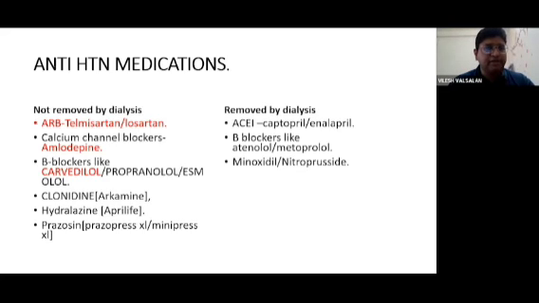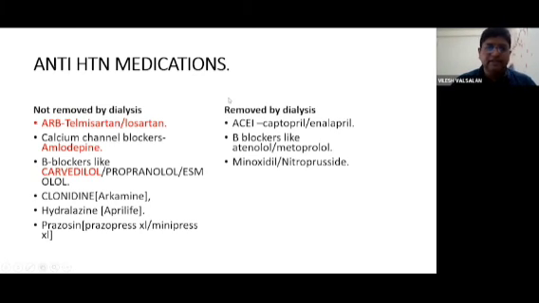Whenever the blood pressure goes up, I remember the drug names as CAT: carvedilol, amlodipine, and telmisartan. So whenever somebody calls and tells me that there is a blood pressure rise during dialysis, I quickly think about these three drugs: carvedilol, amlodipine, telmisartan. That is CAT, which is not removed by dialysis.